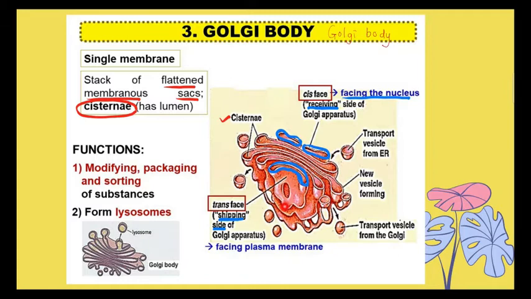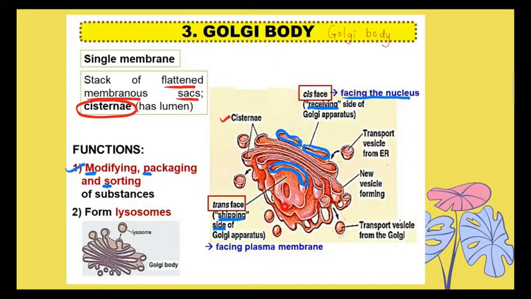Okay, so look at the functions of the Golgi body. There are 2. First is modifying, packaging, and sorting of substances. The substances can be protein. Modify, package, sorting. All these 3 words are compulsory for you to get 1 mark for the functions of the Golgi body.